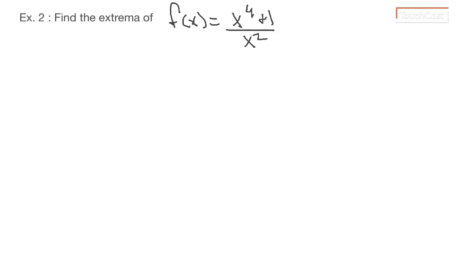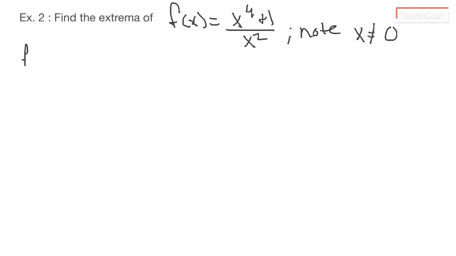But we do need to make a little note here. There is a value x can't equal because it would make our denominator 0, and that is 0 itself. We'll still be utilizing it later in the problem, x equals 0, but for now we have to say x can't be 0. So we're going to start this problem by finding f prime.